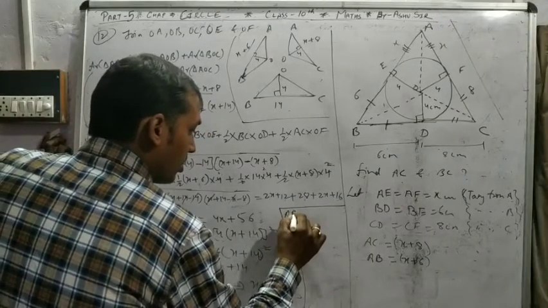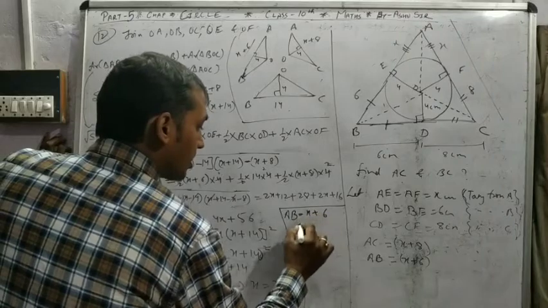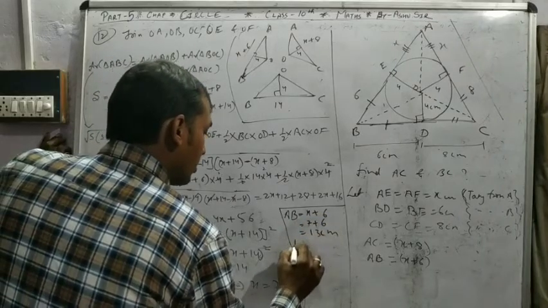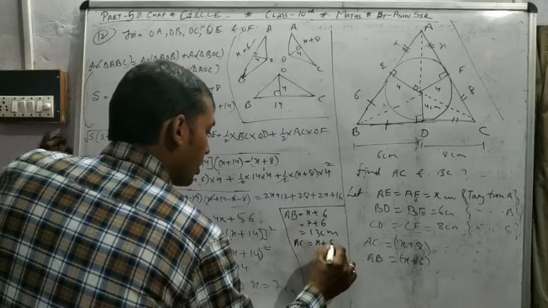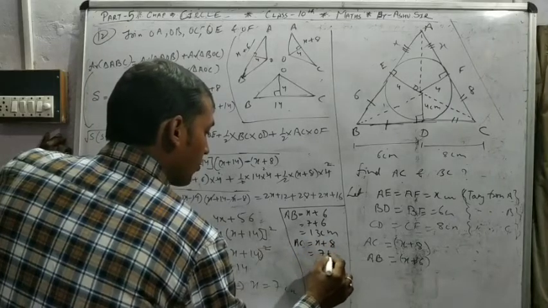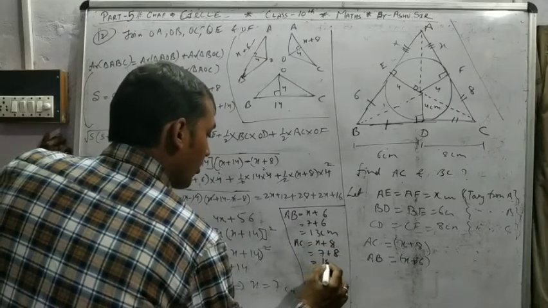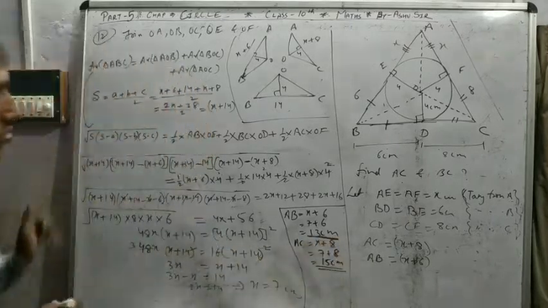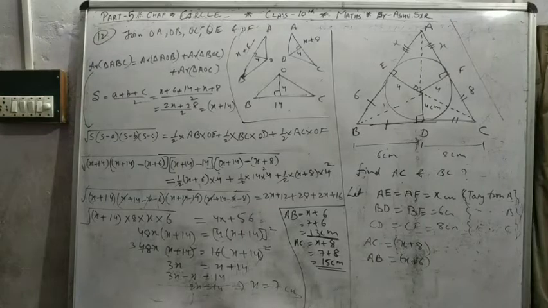Then we want AB and AC. AB x plus 6, 7 plus 6, 13 centimeter. AC x plus 8, 7 plus 8, that is 15 centimeter. So that's the solution of this question, and very important questions for the board examination. Pause video, note down.